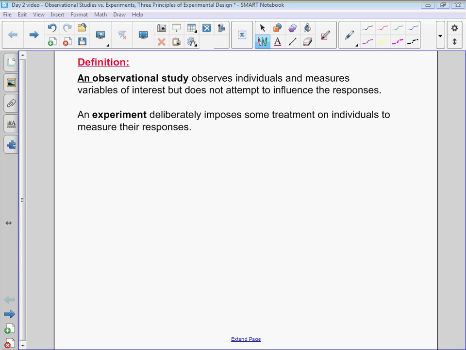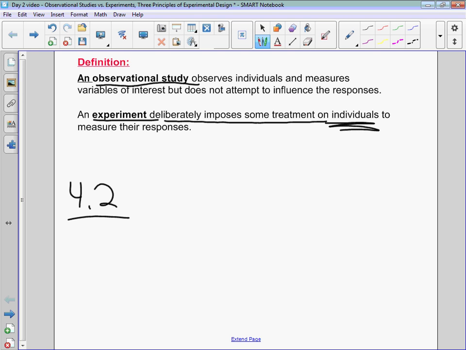All right, guys, we're moving into the next section of the chapter. If you're following along in your textbook, it is section 4.2. And we're going to transition from what we were doing before, which is observational studies, to experiments. An observational study is something where we ask questions, but we can ask about many different things, but we don't actually impose the treatments. In an experiment, we directly impose the treatments on individuals to measure their responses.